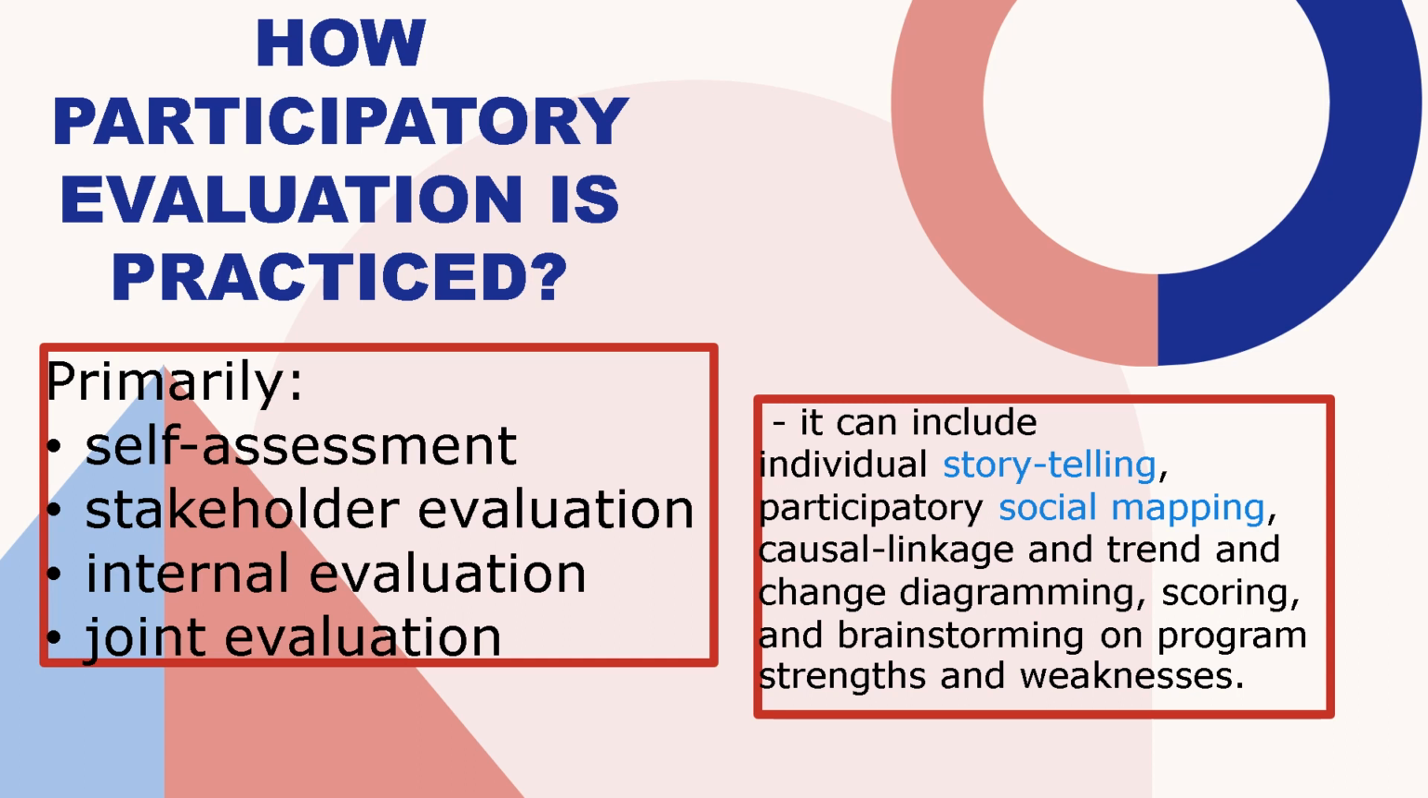So how do we do participatory evaluation? Primarily, this is for self-assessment, stakeholder evaluation, internal evaluation, and joint evaluation. However, it can also include individual storytelling, participatory social mapping, causal linkage and trend and change diagramming, scoring, and brainstorming on program strengths and weaknesses.